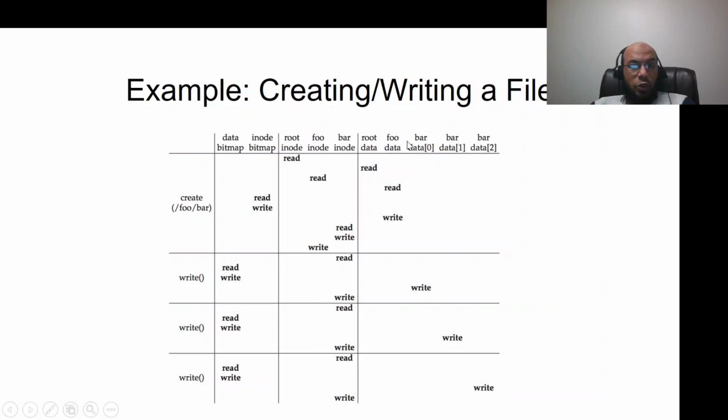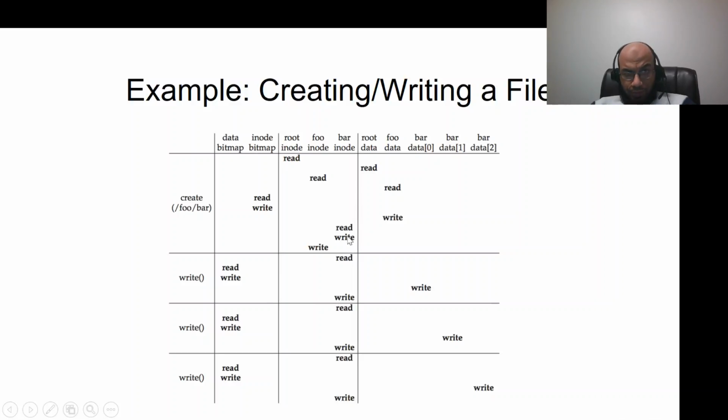Foo is basically a directory, so you write to the directory the name of the new file, and now bar has been created, so you write bar there, and once you create the file, you read the file. Okay, you read the file inode, you write to the file inode, and reading the file inode is basically sort of like initializing the file, knowing that the file is being created.